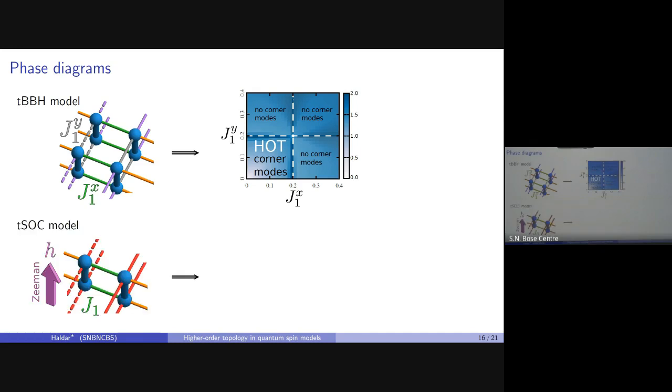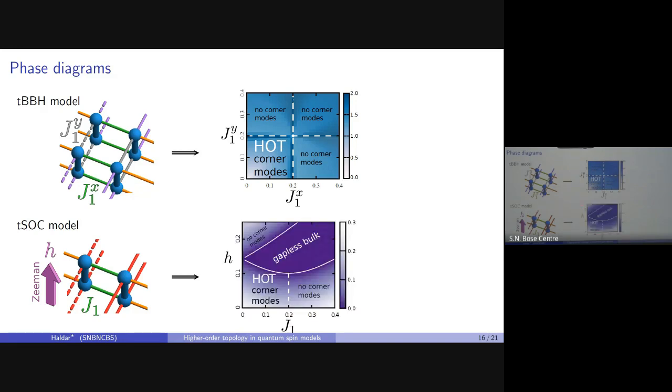For the T-SOC model, or the Kripton spin orbit coupled model, you again have two parameters that you can tune. One is J1, like this green one. Another is an external Zeeman field that you can apply. If you plot it in the hJ1 plane, the phase diagram is a bit more interesting. When J1 is less than 0.2 and h is less than a certain value depending on J1, you again get higher order topological phases, with corner triplons and so on. And when J1 is greater than 0.2, you don't have any corner modes.